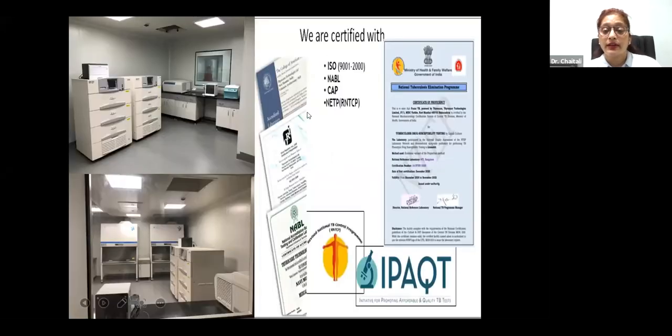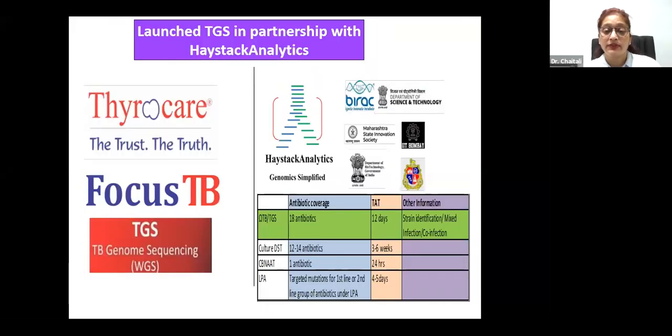We at Thyrocare are an ISO, NABL, CAP and TB accredited laboratory with all the certifications. And recently, in the last 1.5 years, in collaboration with HaystackAnalytics, we launched this whole genome sequencing test. It gives coverage of 18 antibiotics. Turnaround time is 12 days. If culture is being done, then it may be as little as 7 days.